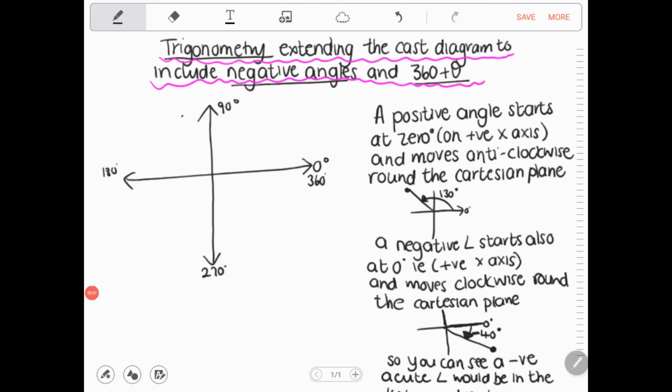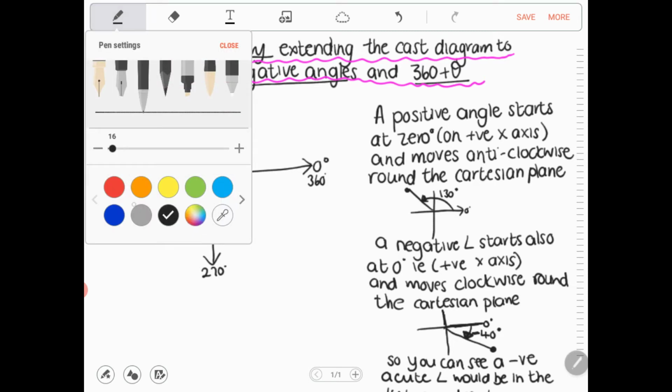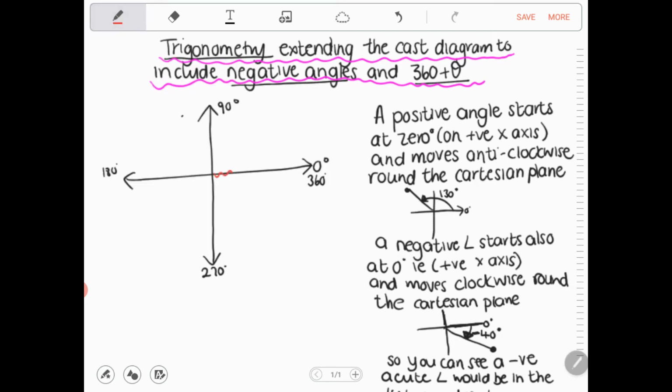Okay, so today we're going to look at extending the diagram from yesterday, the CAST diagram, to include negative angles and angles that are bigger than 360 degrees. A positive angle starts on the positive x-axis at 0, and it moves anticlockwise around your diagram. So this would be, say, positive 130.